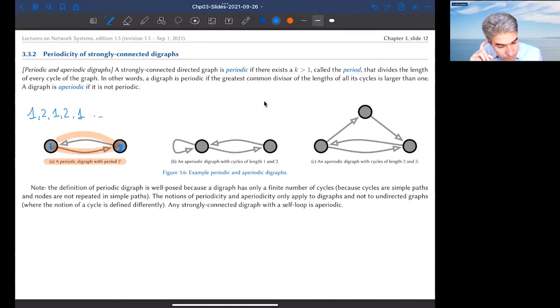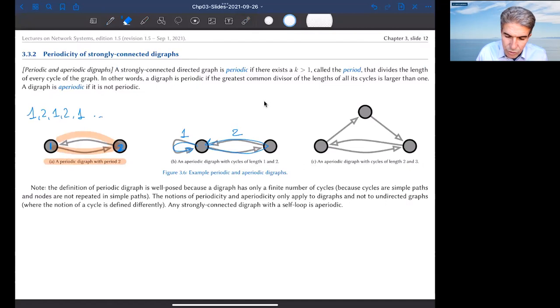Now, this graph has two simple cycles, one of length 2 and one of length 1. But then it's aperiodic because the lengths of its simple cycles are 1 and 2, and so it is not true that the lengths of all the cycles on the digraph are a multiple of a common period.